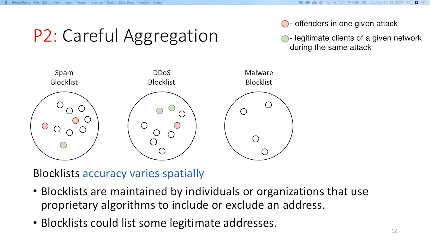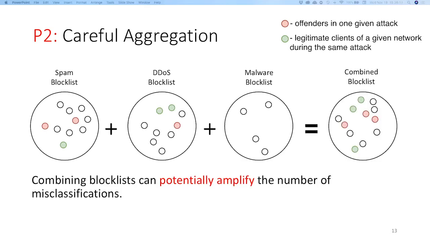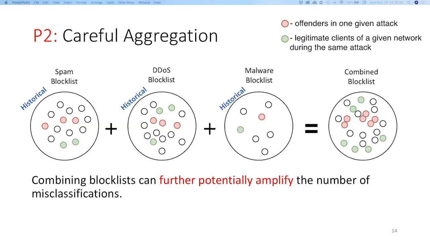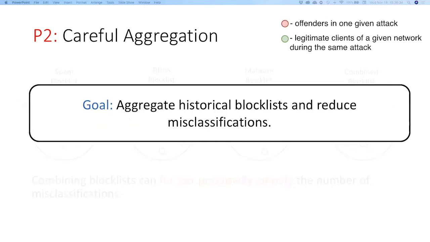So if we consider this idea of aggregating blocklists of different attack types, we could potentially amplify the total number of misclassifications because each individual blocklist would have its own misclassifications. And to make matters worse, if we were to consider all the historical snapshots of the blocklist and combine them, we're going to amplify the misclassifications even more. So a goal of a new blocklist aggregation technique should be to aggregate this historical blocklist and somehow reduce the misclassifications in them.